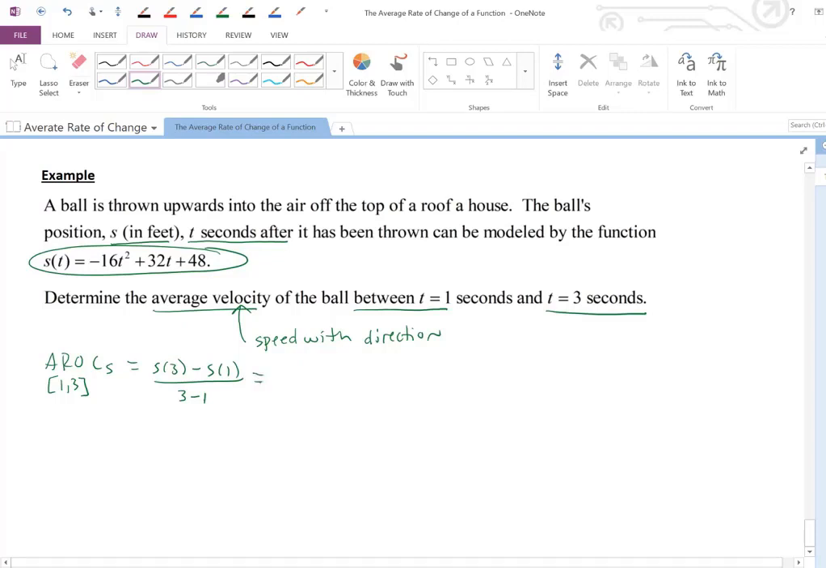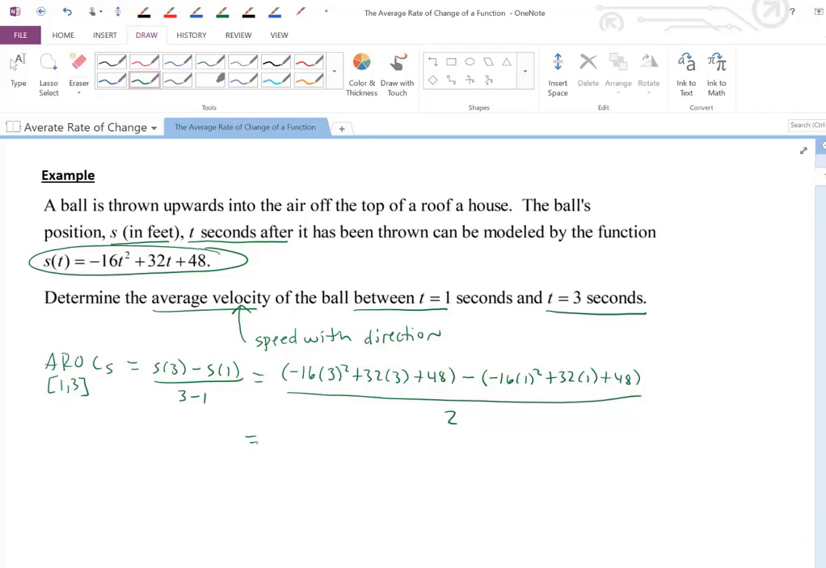And now we've got to plug it in. So s of 3 is negative 16 times 3 squared plus 32 times 3 plus 48. And then minus the quantity, negative 16 times 1 squared plus 32 times 1, and then plus 48, all over 2. All right. So we've got to multiply this out. You might want to trust me because I've got the calculator handy with me.